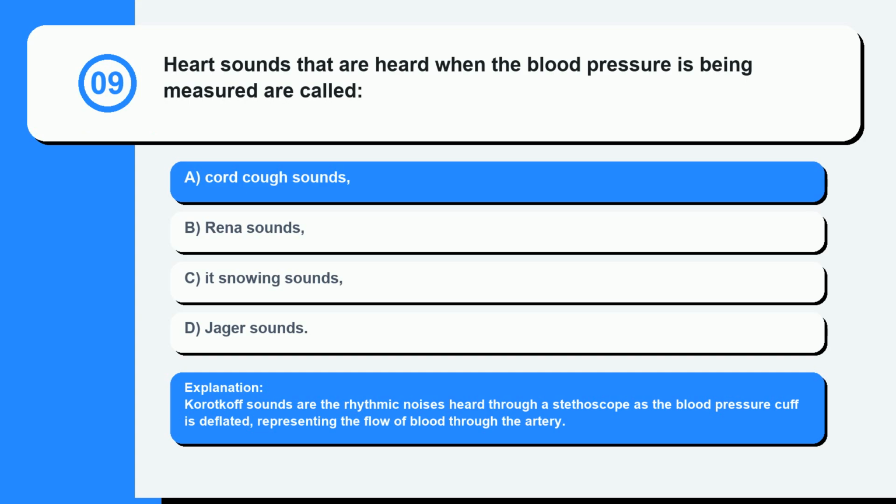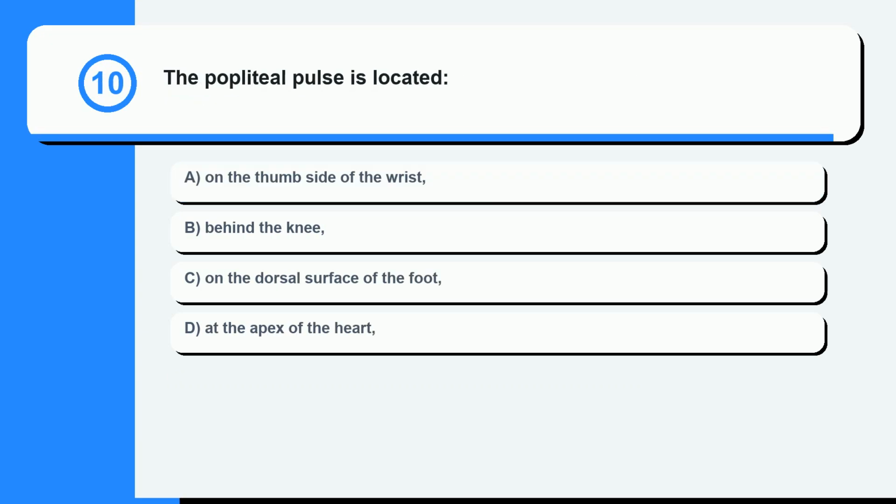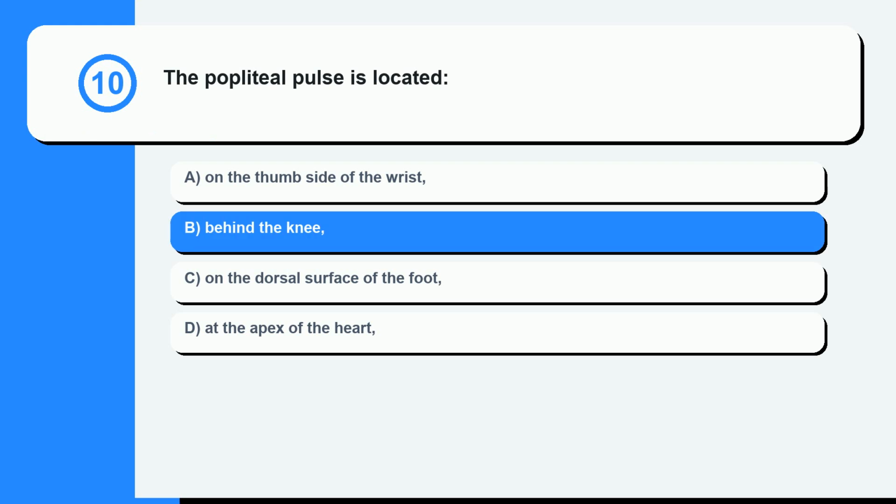Question 9. Heart sounds that are heard when the blood pressure is being measured are called A. Korotkoff sounds, B. Rinne sounds, C. Snowing sounds, or D. Jaeger sounds. The correct answer is A. Korotkoff sounds. Korotkoff sounds are the rhythmic noises heard through a stethoscope as the blood pressure cuff is deflated, representing the flow of blood through the artery.